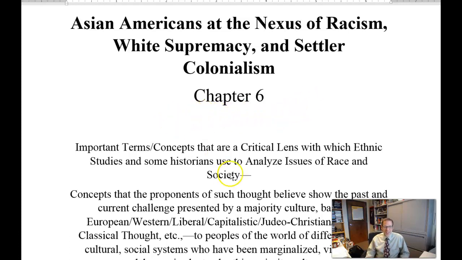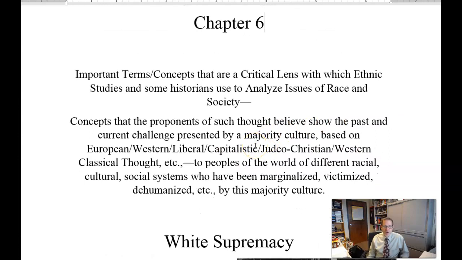So here we go. Let's take a look. The next two terms are white supremacy and settler colonialism. Both of those are terms I want you guys to know, and let me give you just a little bit of background before we even get to those terms to help you a little bit.